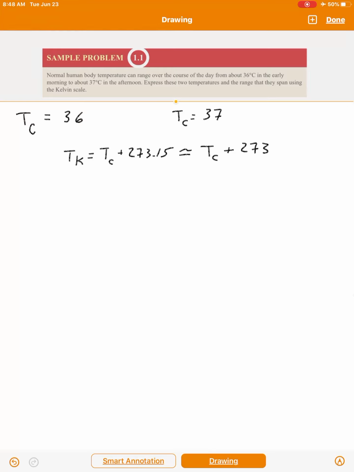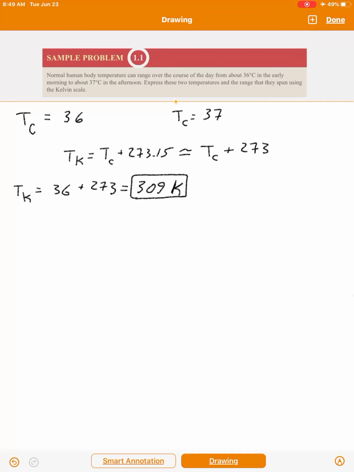Okay, so let's do the first one. The first one is 36 degrees C. So the temperature in Kelvin would be 36 plus 273. So that looks like it's 309. And then the abbreviation for the unit Kelvin is an uppercase K, not lowercase, but uppercase. So this is 309 Kelvin. So notice Kelvin temperatures are always greater than Celsius temperatures because you're adding 273.